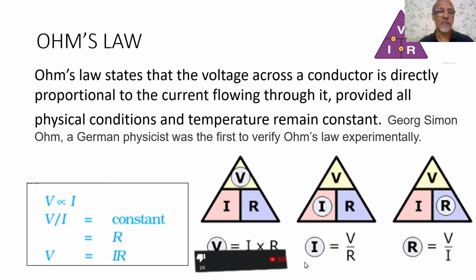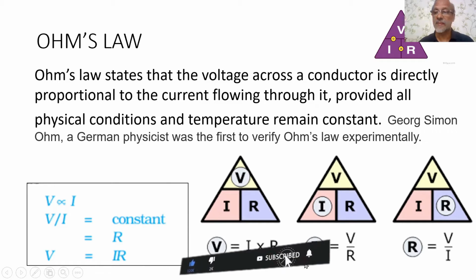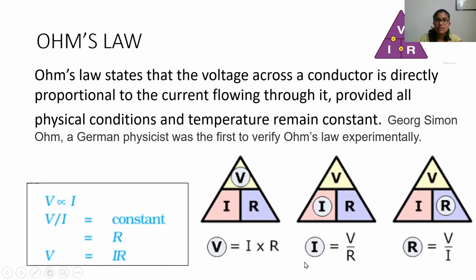What is Ohm's law? Current is directly proportional to the voltage applied, or the potential difference. Am I right? Or there is a ratio: if voltage by current is a constant, which is called the resistance, R. There's an easy way to learn Ohm's law.